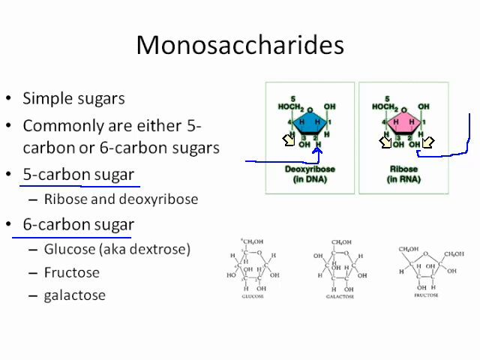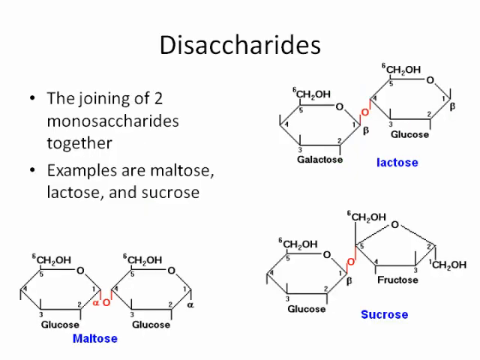Now, let's go back to our six carbon sugars, because we have the ability to link these six carbon sugars into more complex structures. When we take two monosaccharides and link them together, we create a disaccharide. Disaccharide simply refers to di, meaning two, saccharide, meaning sugars. Disaccharides, and we link them together.